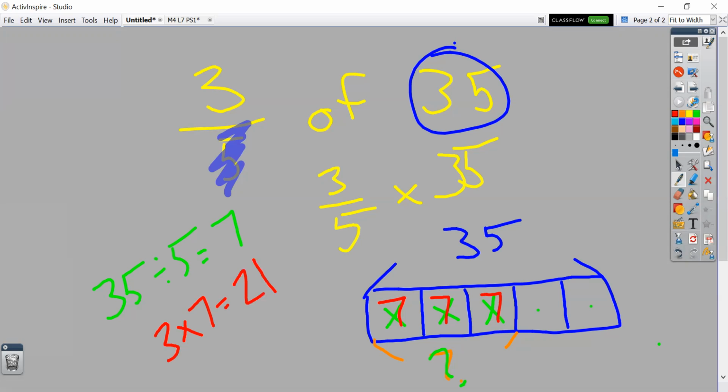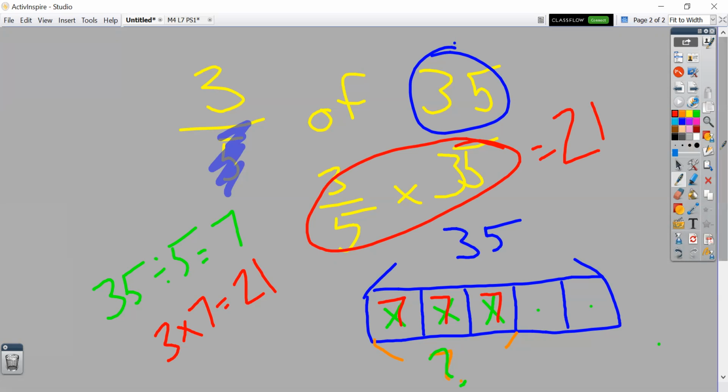So 3/5 times 35 is equal to 21. And we used our tape diagram to solve for that. So we used our fractions to divide into each individual unit. And then we put as many units as we wanted out of that whole back together to get the answer. Let's try that again.